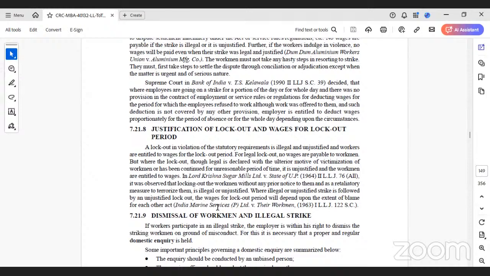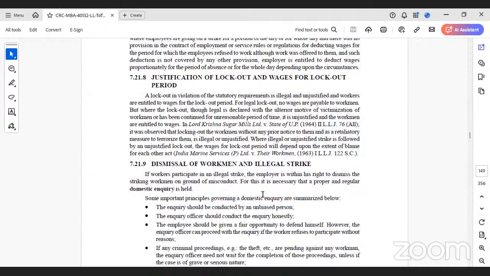If it is a justifiable lockout, that is, for legal lockouts, no wages are payable to workmen. But where the lockout, though legal, is declared with the motive of victimization of workmen or has been continued for an unreasonable period of time, it is unjustified and the workmen are entitled to wages. And dismissal of workmen and illegal strike.